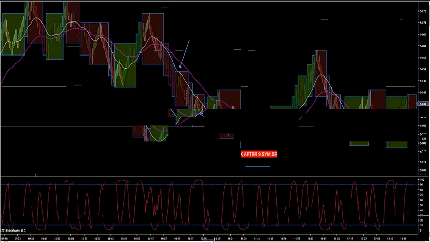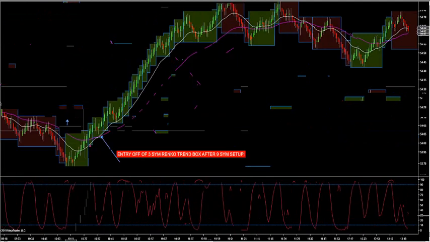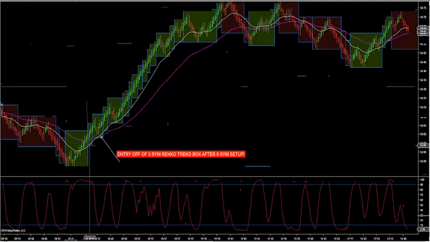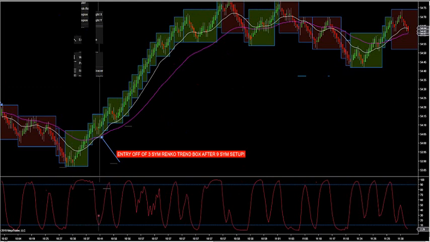Here's another great entry. Look at the speed. Here's a big reversal box. There's your big reversal box, calculating the 9 sim. Look how thin that bar is compared to that thick reversal box right there at the lows. So what I want to do, I'm going to look at what? Entry off the 3 sim, trend after 9 setup. What I want to do is try to get in at that low based upon what? Below 10%. There you go.